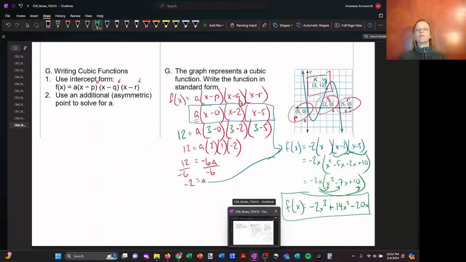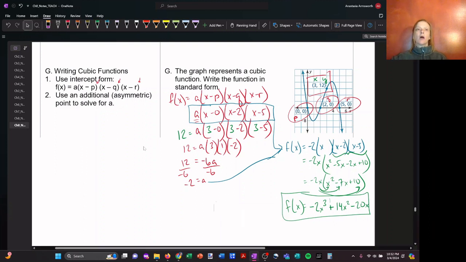So the rules that we've learned for graphing quadratics, graphing parabolas, also work for more complicated functions, such as cubic functions.